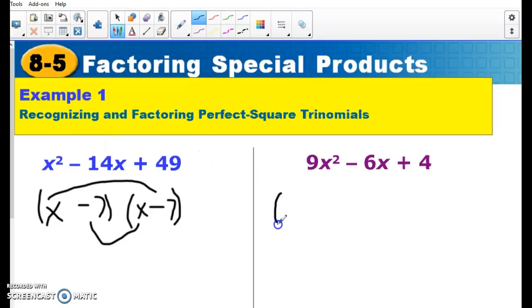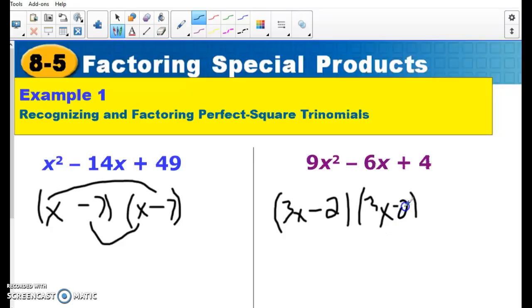Alright, here I have 9x squared minus 6x plus 4. So again, 9 is a perfect square, 4 is a perfect square. And let's see if I'm going to get that negative 6 when I FOIL it out. So I should have 3x minus 2 and 3x minus 2.